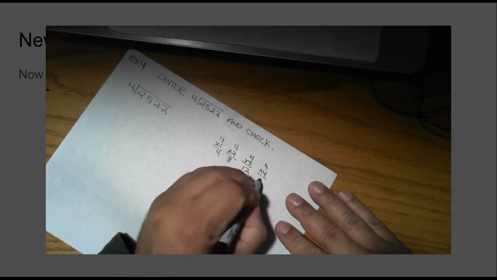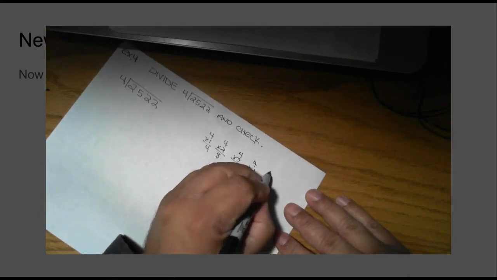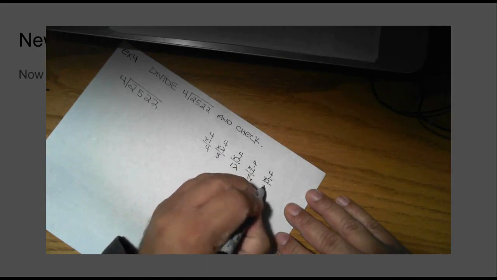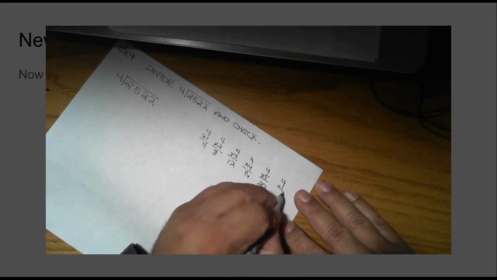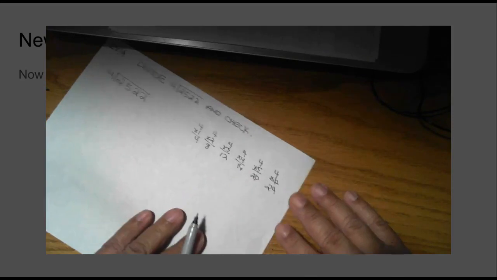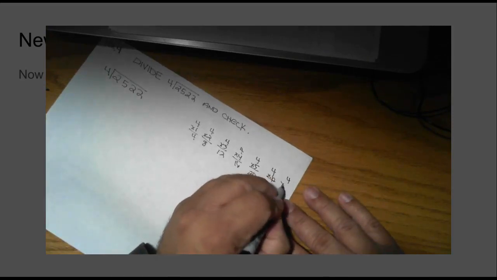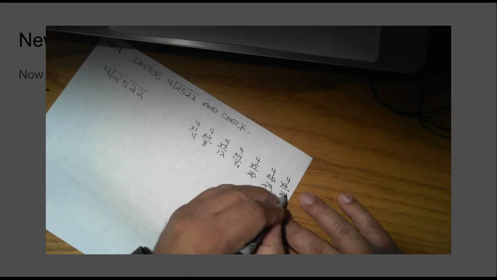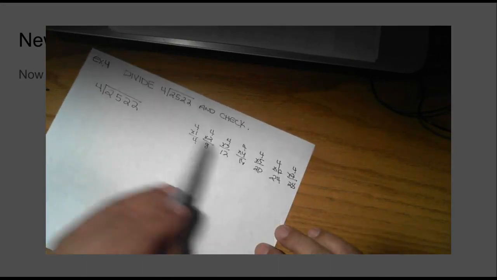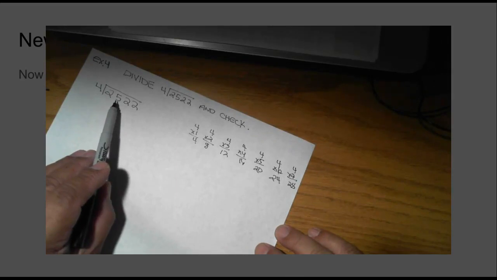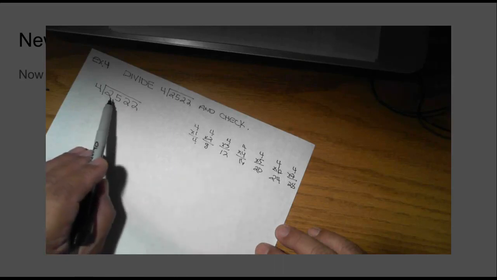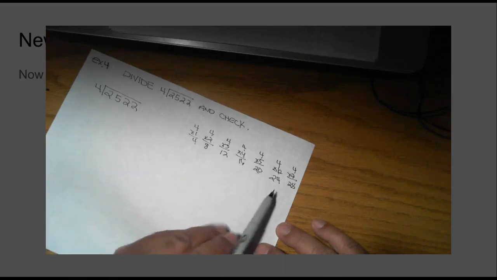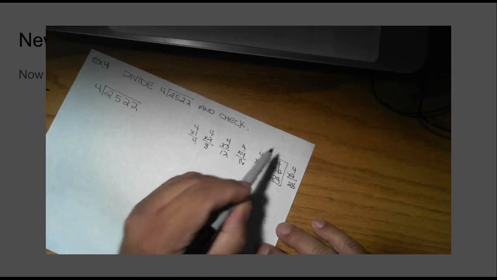4 times 4 is 16. 4 times 5 is 20. Okay, we're getting close. 4 times 6 is 24. And then 4 times 7 is 28. Okay, we can see here that 28 is greater than 25, so we can stop at this point, right? We need to pick a number that is as close to this as possible without going over. And we can see from here that this qualifies, because that's 24. 24 is less than 25.